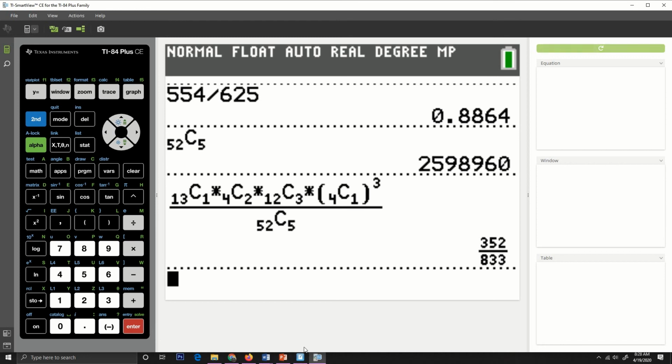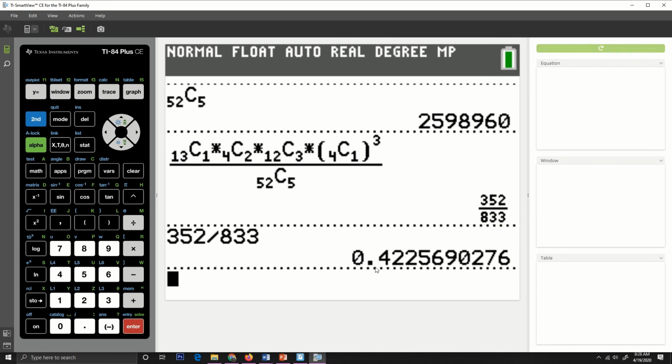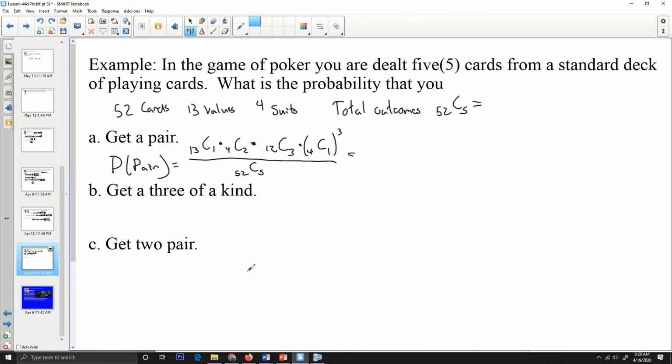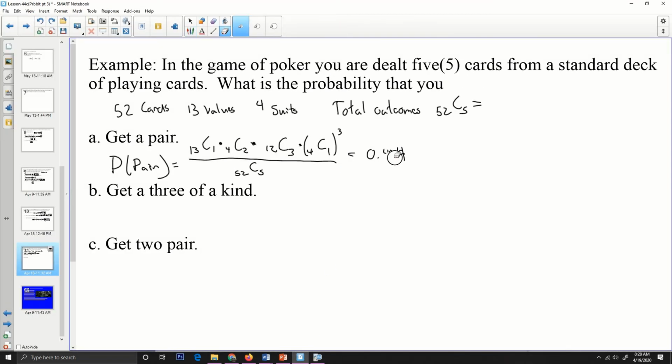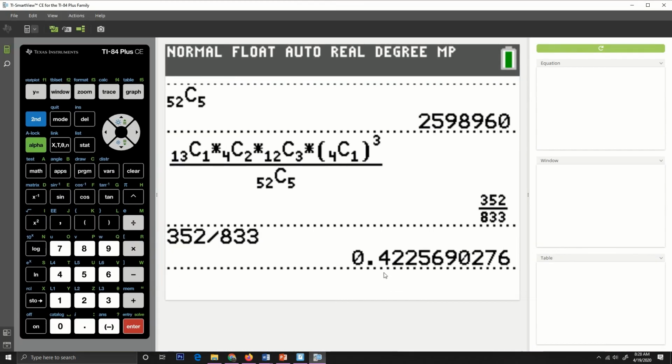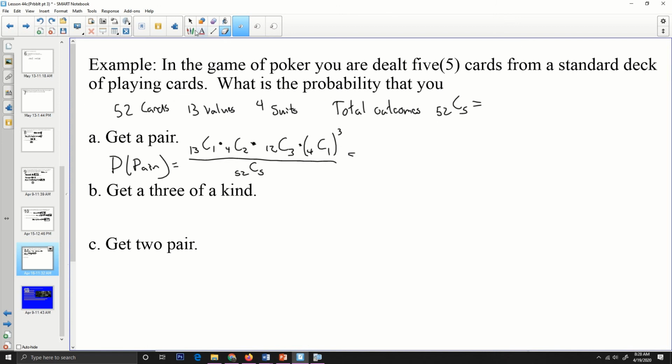So 352 out of 833, and I really don't want the fraction value there. 352 over 833 is 0.423, because that last one rounds down. Let's go back here. So 0.423. Yes, so 0.423.